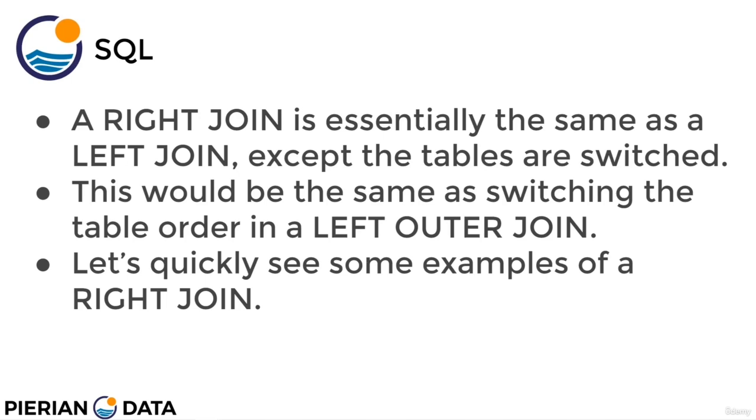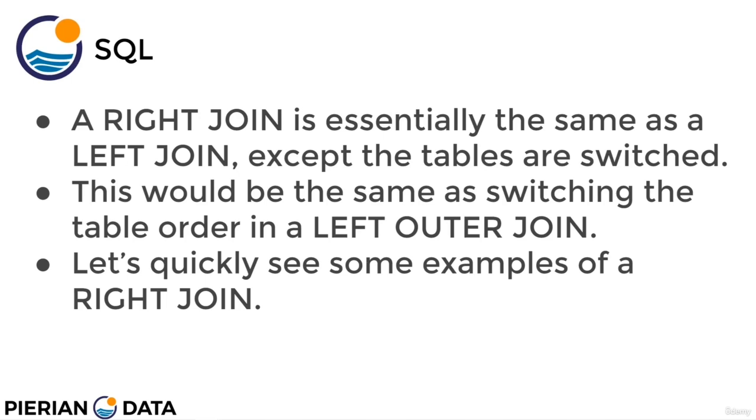But the reason I don't want to dwell on it too much is because a right join is essentially the exact same thing as a left join, except you just switch the tables around. So this would be the exact same thing as switching the table order in a left outer join. And in fact, you can pretty much go on just using a left join for two tables and just switching up the order of the tables in order to satisfy whatever need you have. So it really depends on how you think about the tables and what order they come in your mind, whether table A is on the left, table B is on the right, or if table B is on the left and table A is on the right.